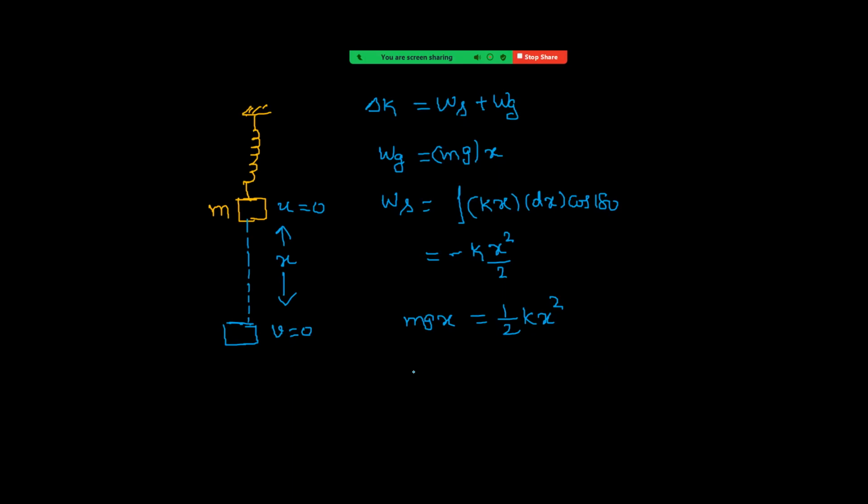So from this, see what we get for the x value. x equal to 2mg by k. That is the maximum elongation. So like this, we can use the work energy theorem to calculate maximum elongation. And this question was given once in a previous IIT. Let us move on to the next problem.